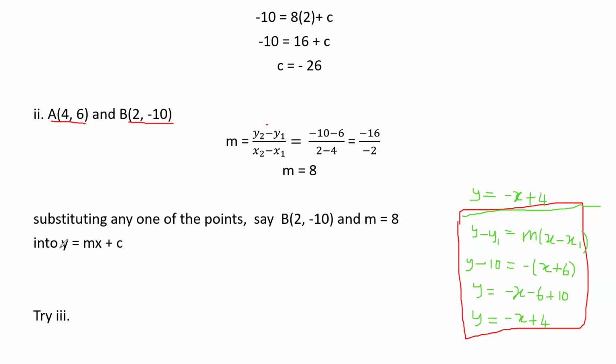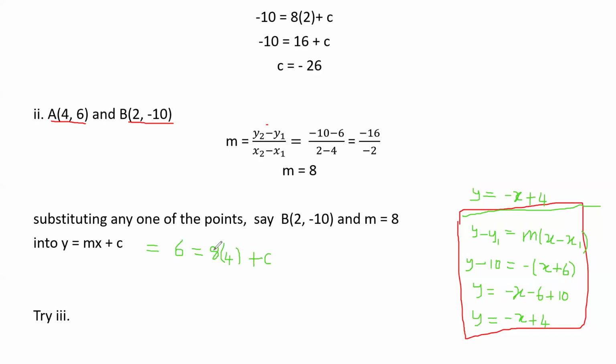Are you okay? So you have Y equal to MX plus C. Therefore, this one will give us Y is negative 10, A, 6, will now be equal to M is 8. You have 8 here. What is X? X is A, so X is equal to 4 plus C. By simplifying, you get your C easily.